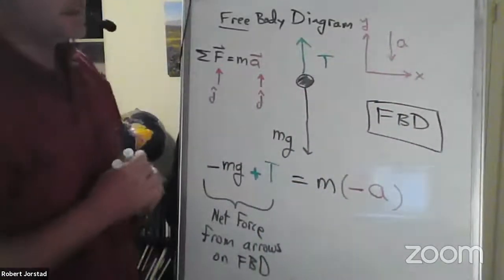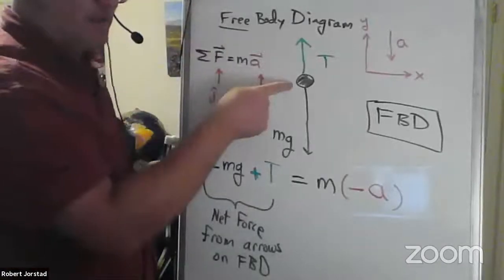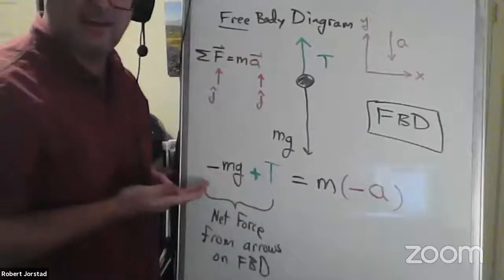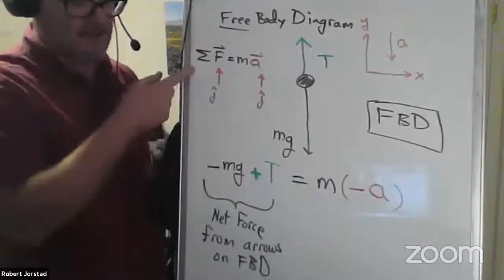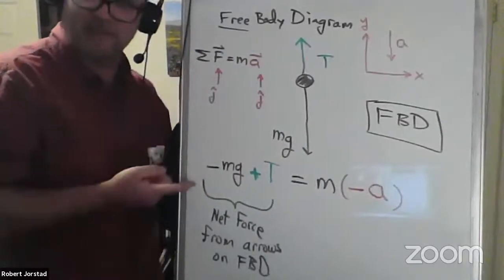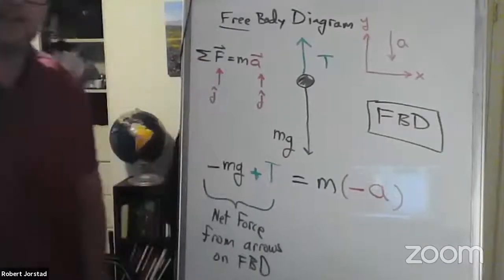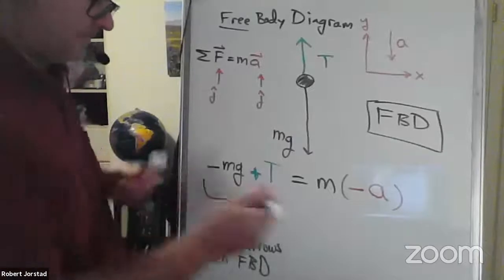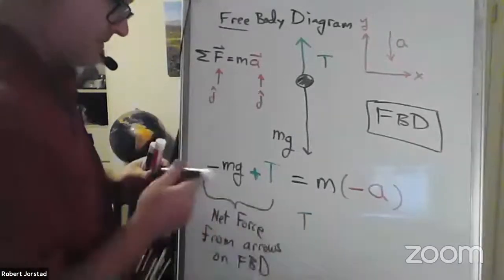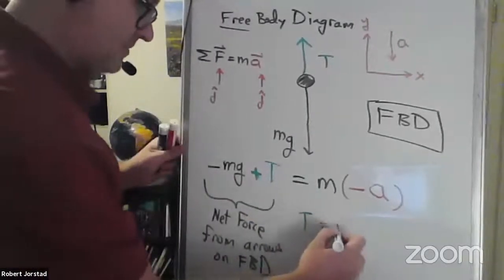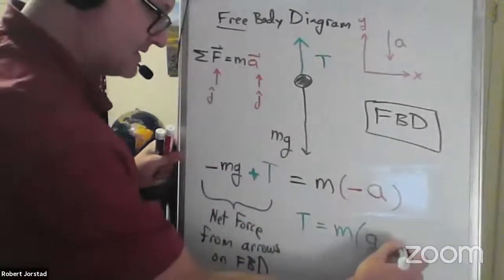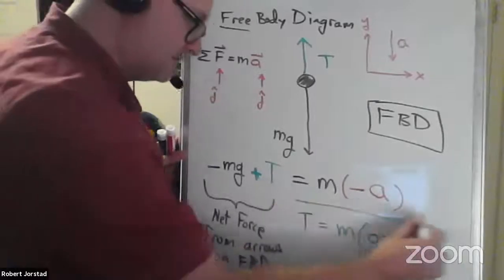Okay. So notice you draw the body all by itself. You draw the forces acting on it. This is Newton's second law. It doesn't necessarily look exactly the same as up here because we got rid of all the J hats, but it's essentially Newton's second law. All right. So from there, it's just algebra. Tension should equal mass times, what is it going to be? I think it's going to be g minus a when you're all done.